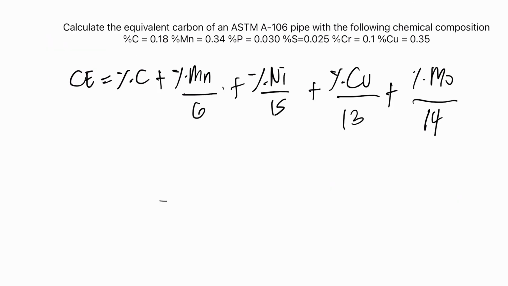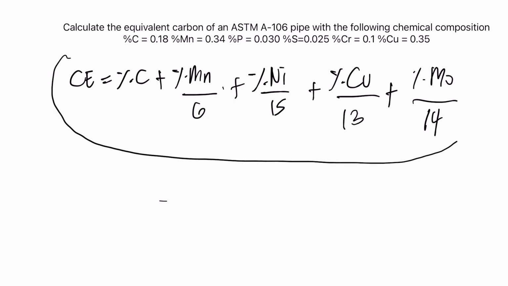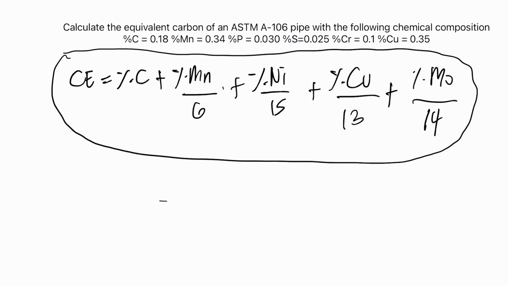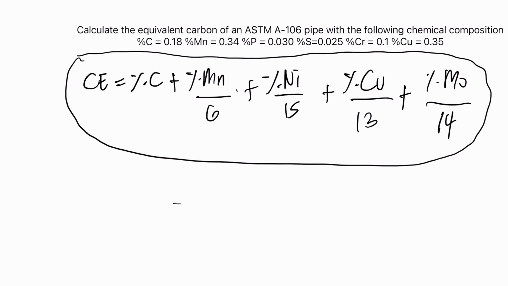So to determine the equivalent carbon, we have this formula right here. The equivalent carbon is equal to the percentage carbon plus percentage manganese over 6 plus percentage nickel over 15 plus percentage copper over 13 plus percentage molybdenum over 14. So we'll just substitute the value that we've got here in percentage. It automatically gives us the percentage value, so we just directly substitute this into the equation.